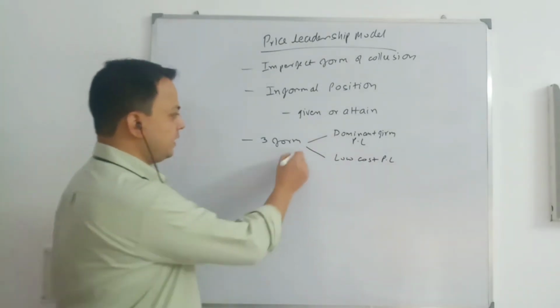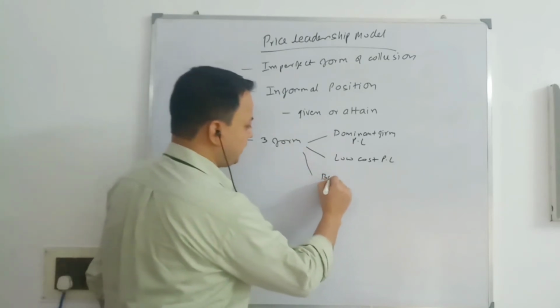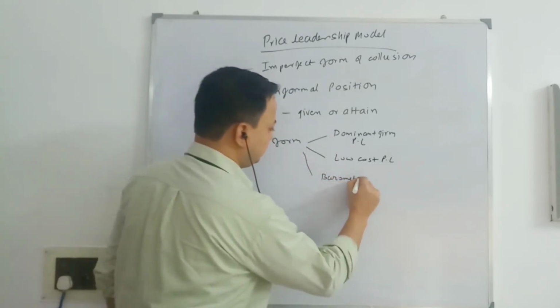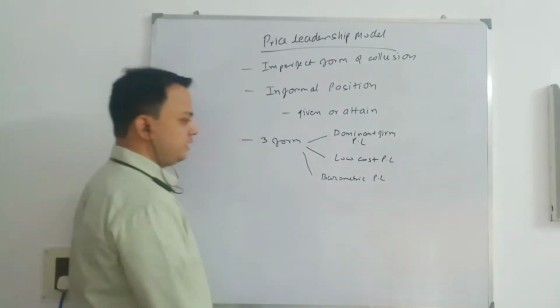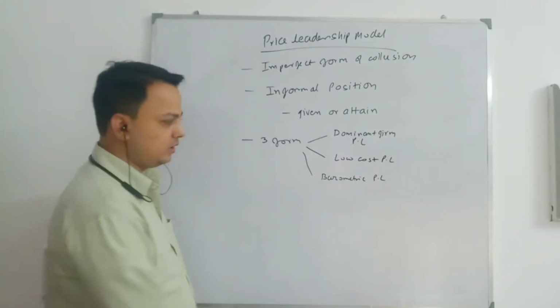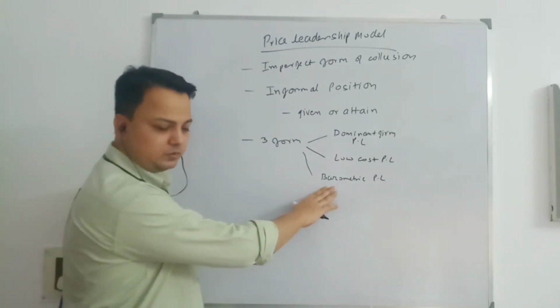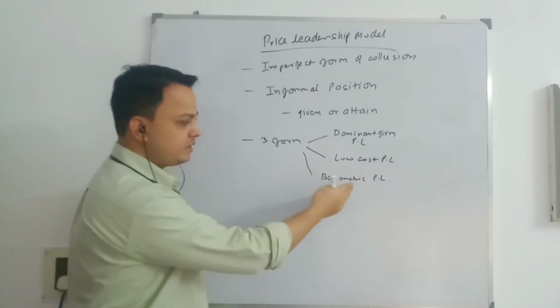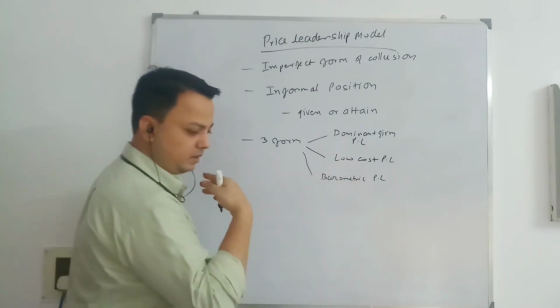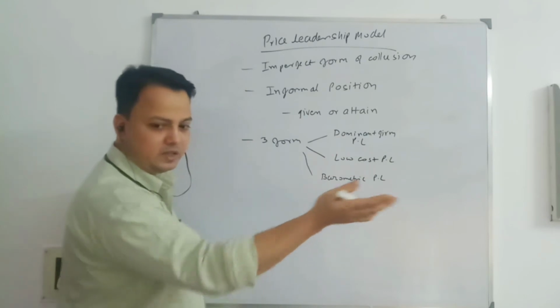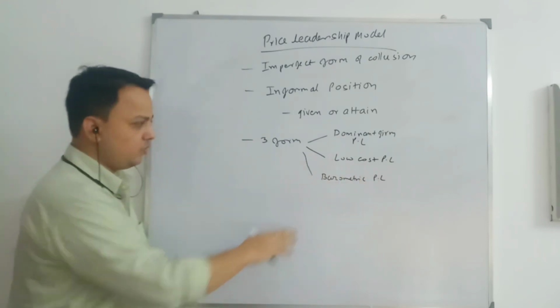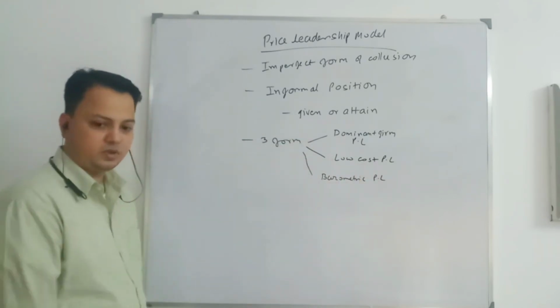Third, I talk about barometric price leadership. This may not be a dominant firm, but it has a reputation that whatever changes it makes are a signal, and other firms follow it. We have these three forms of price leadership.